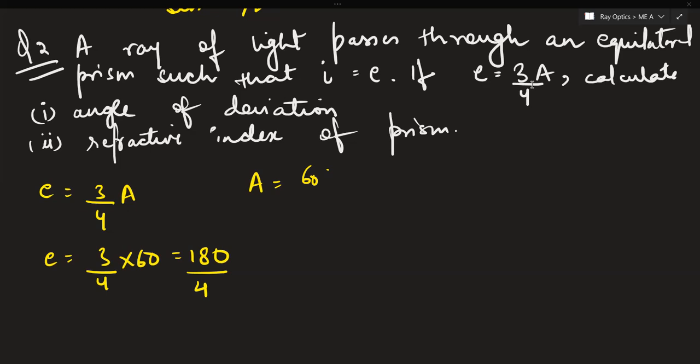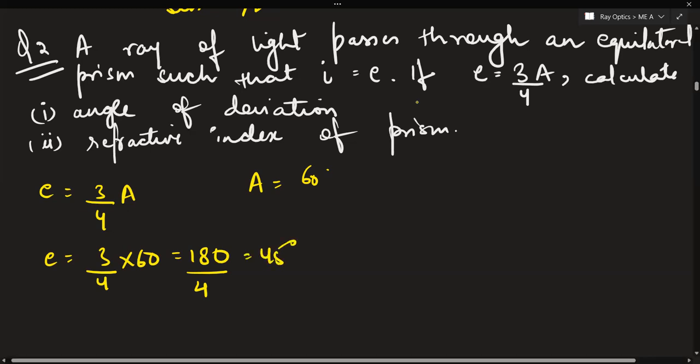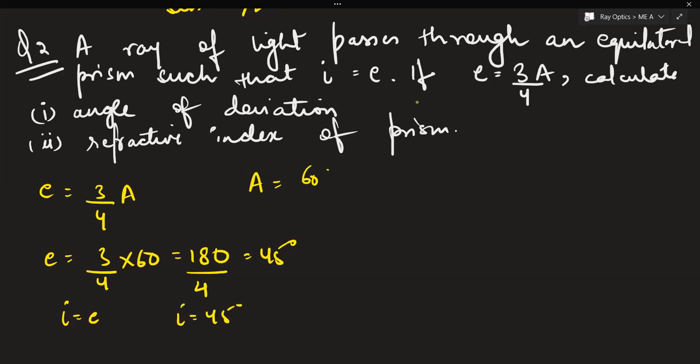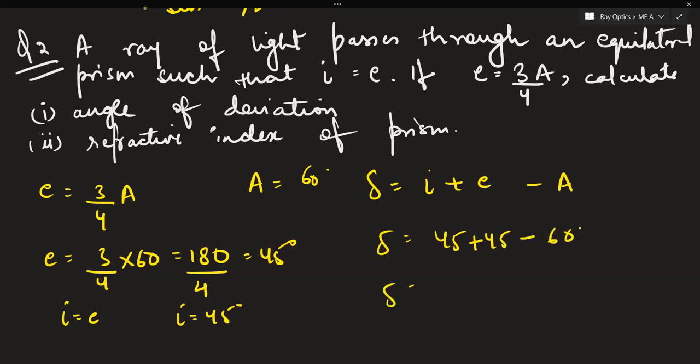Yes, so where were we? E is 3/4 A, so 180/4, so 45 degrees. So angle of emergence is 45. And angle of incidence is equal to emergence, given in the question. So angle of incidence will also be 45 degrees. Anything else? Calculate angle of deviation. So angle of deviation can be directly calculated: I plus E minus A. So deviation angle is 45 plus 45 minus 60. So delta is 90 minus 60. Delta is equal to 30.